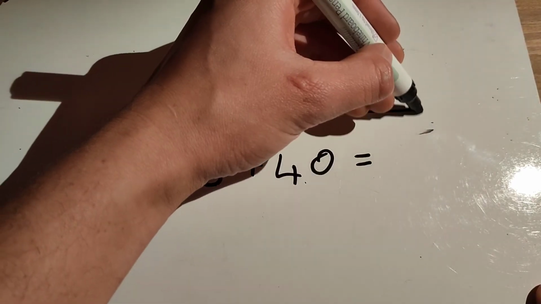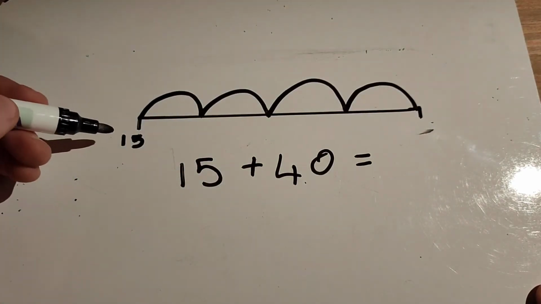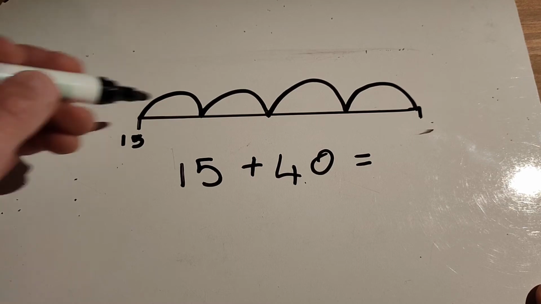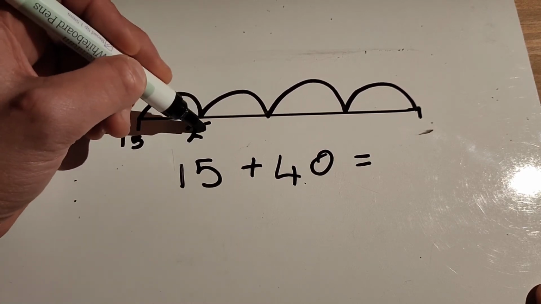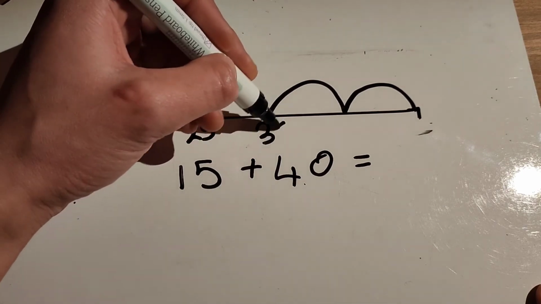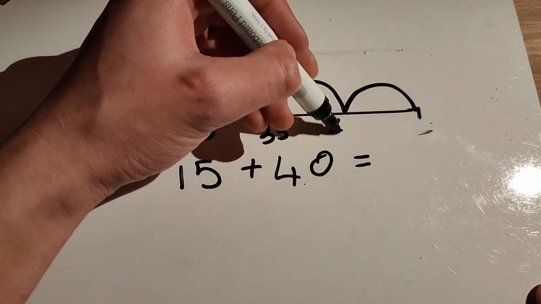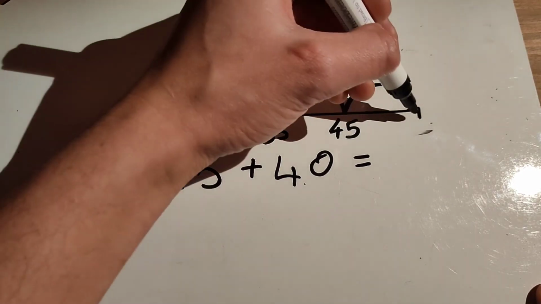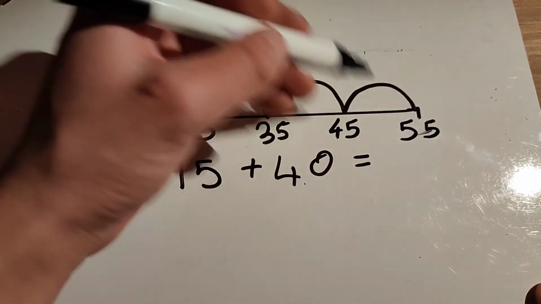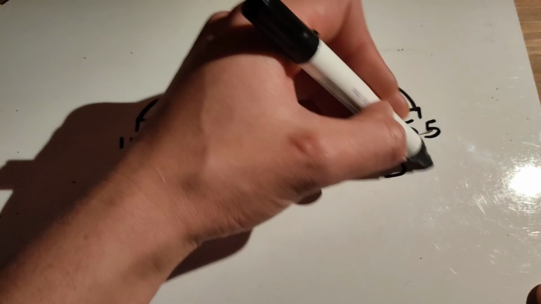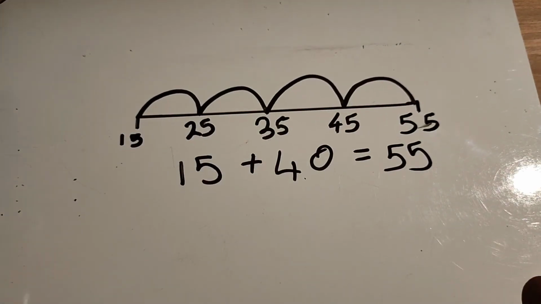Now that's all well and good, but where does that take us? So we know the tens change when we're adding tens. So after 15 it would be 25, 35, 45, and we would end up on 55. We know that 55 is going to be our answer.